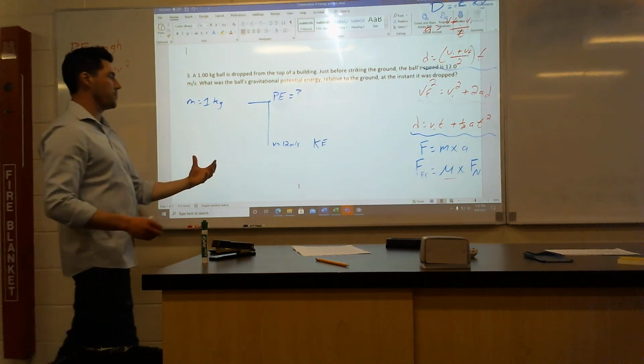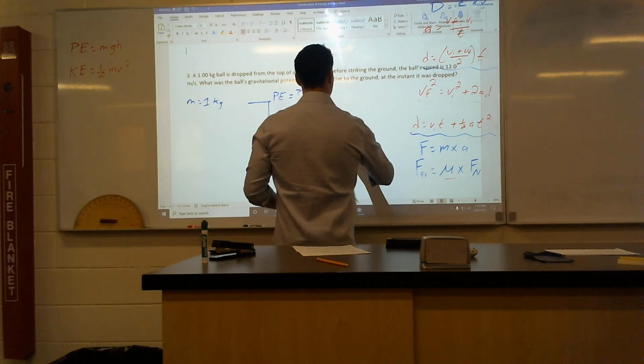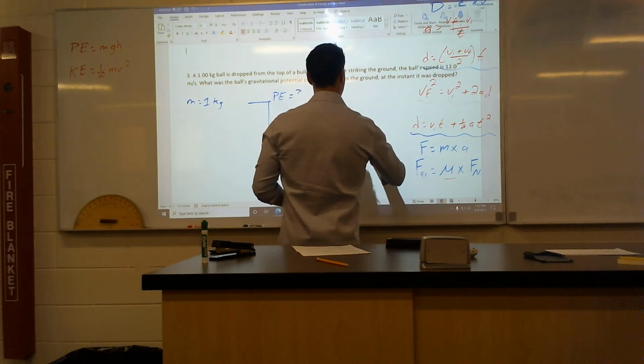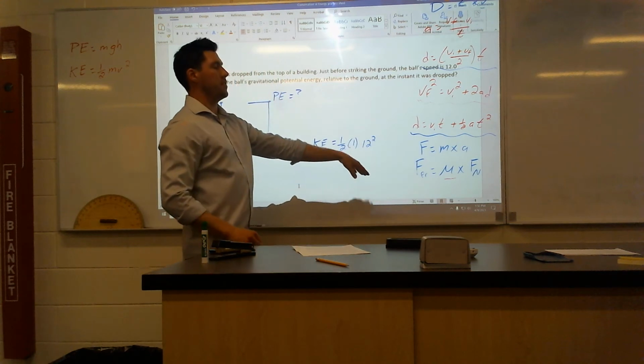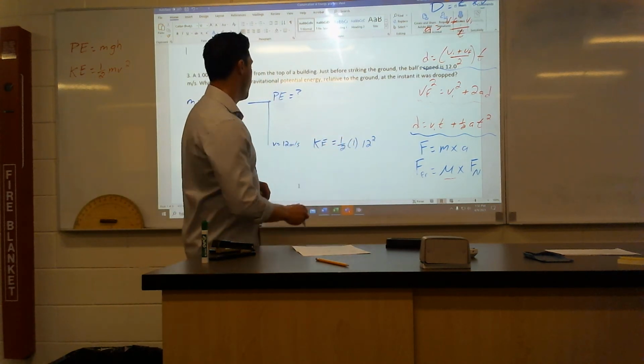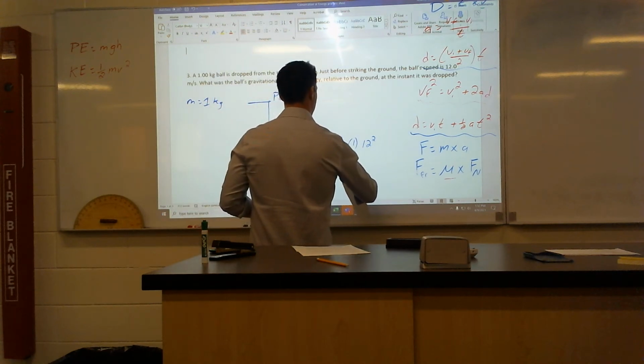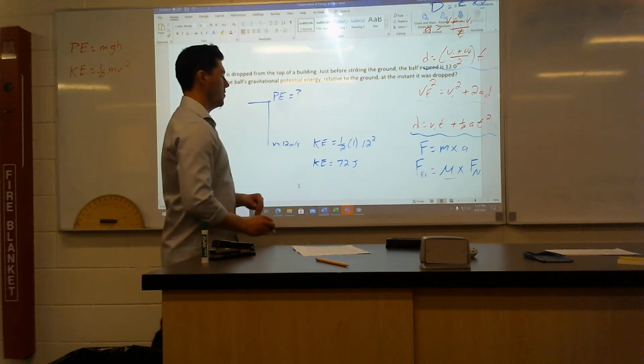So let's go through this. Kinetic energy is going to equal 1/2 times 1, that's my mass, and then 12 squared. So 12 squared is 144 times 1 and give it a half. I have a kinetic energy of 72 joules.